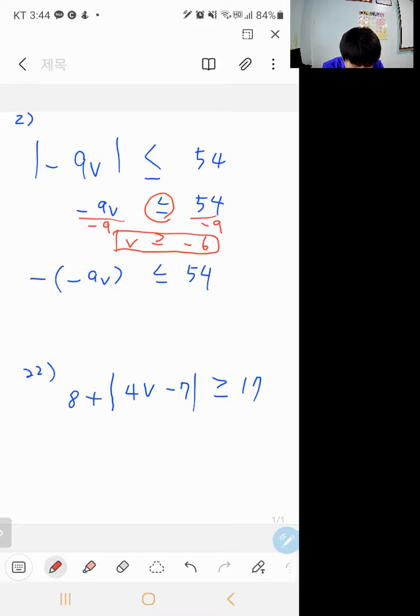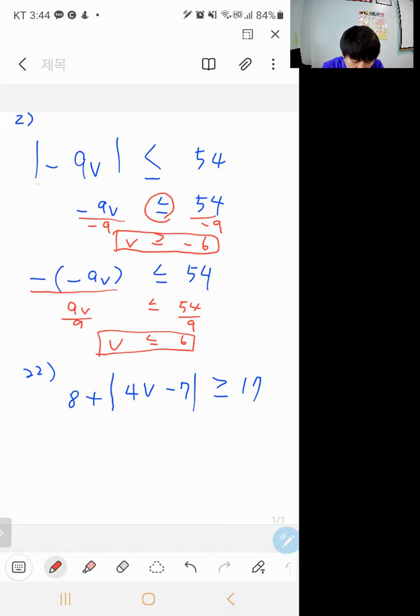Okay, and the second one, if we simplify that one, it's going to be 9v less than or equal to 54. We're going to divide both sides by 9. V is less than or equal to 6. And the sign does not change because we divided by a positive number.